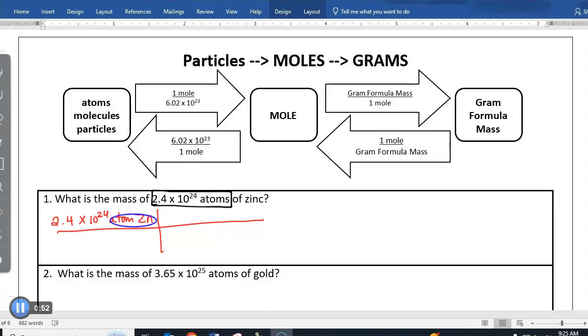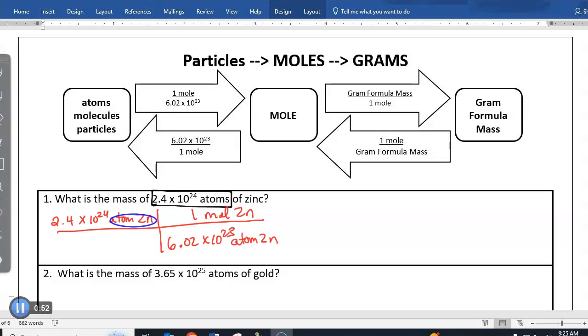Copy this unit down, atoms of zinc. Bring it down to the bottom of the next one. Atoms of zinc. Atoms of Zn. In the second step, we'll have mole. So 1 mole of Zn will go on top. 1 mole is 6.02 times 10 to the 23rd atoms. Okay. So we go directly to mole. We did that last time.